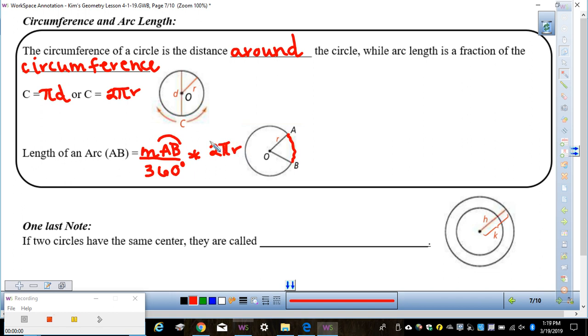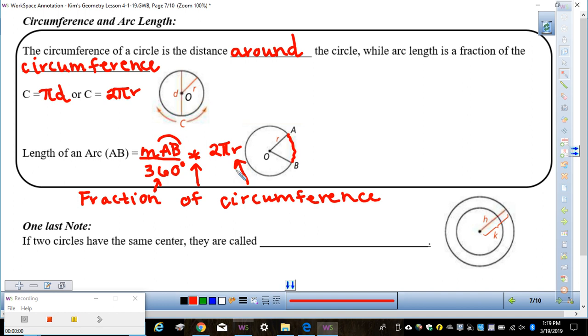I want you to get in the habit of saying that arc length is a fraction of circumference. If you can remember that arc length is a fraction of the circumference, here's the fraction part: whatever the arc measure is, divided by 360. "Of" tells us to multiply, and then you plug in your formula for circumference.